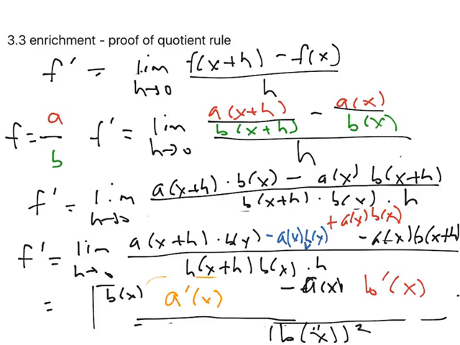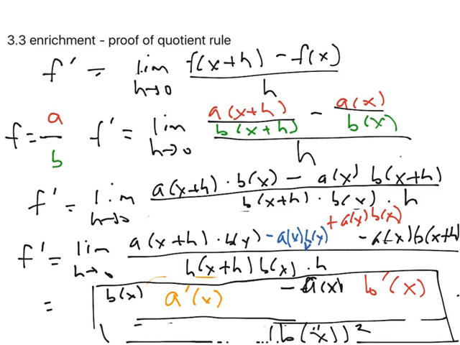So we have proved this. We've proved that the derivative f prime of x is b times a prime minus a times b prime over b squared. Low d high minus high d low over the square of what's below. So these are two ways of proving that the quotient rule is correct. That's it.